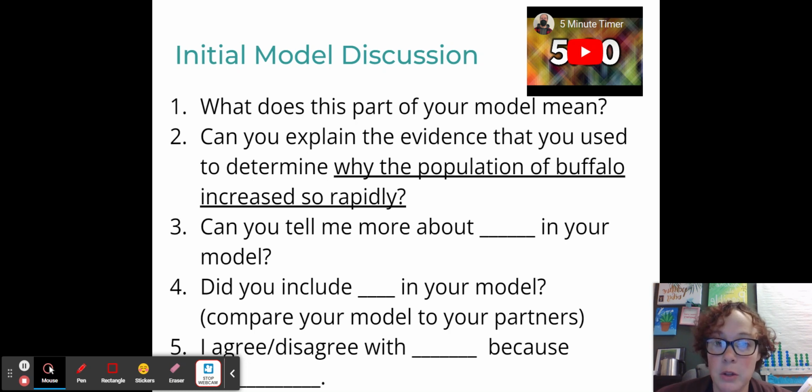Okay, if I had to tell somebody about my model, what would I tell them? What could I add to this? Did I include everything that I need to include in my model? And the last one, does my model make sense? Do I agree with what I've put on paper? Does my model represent what I'm thinking?